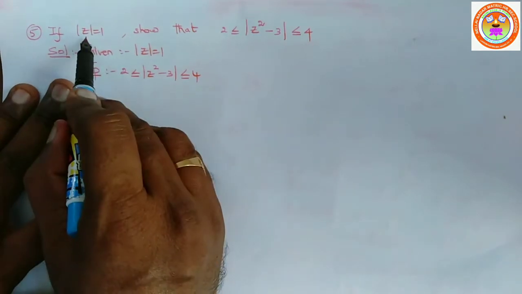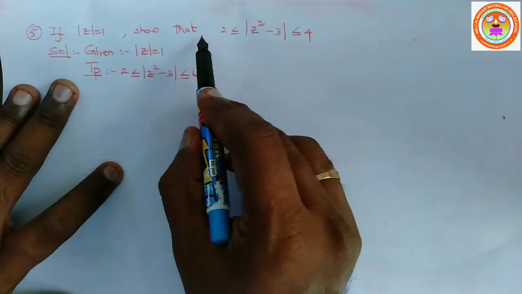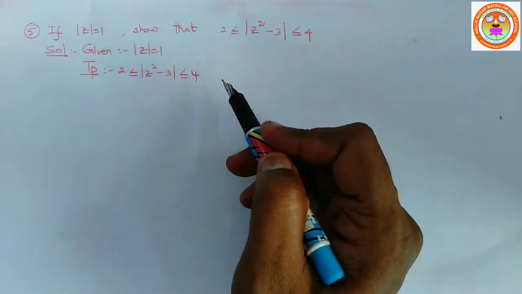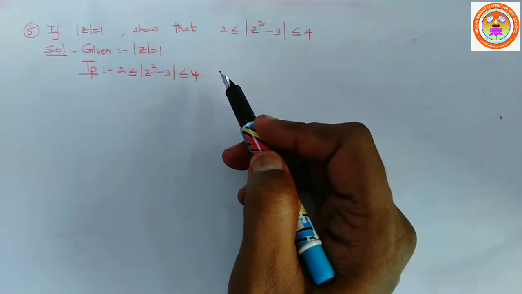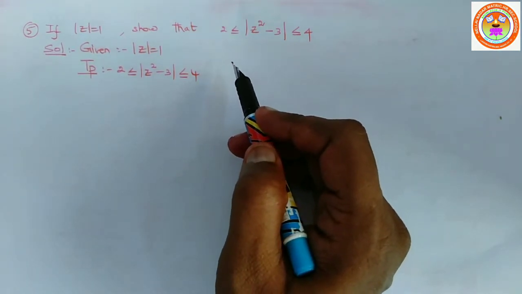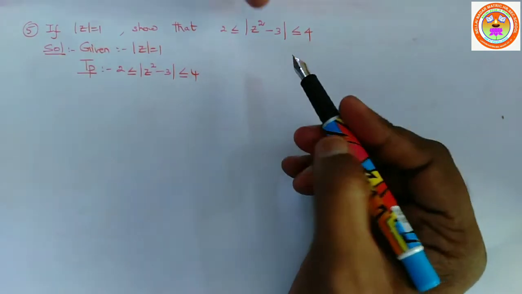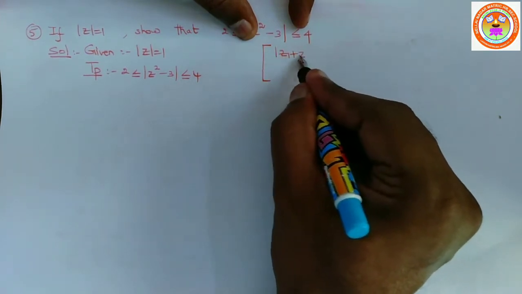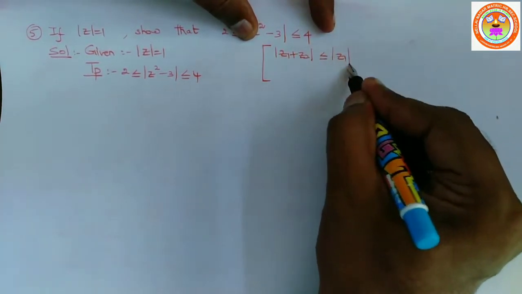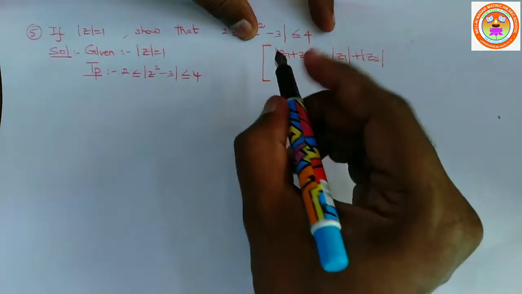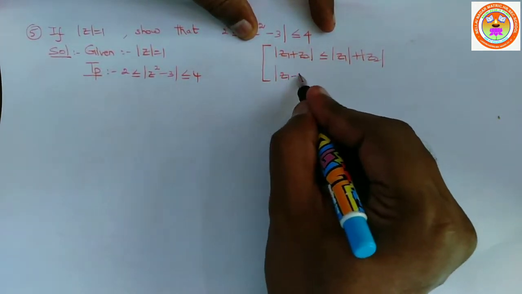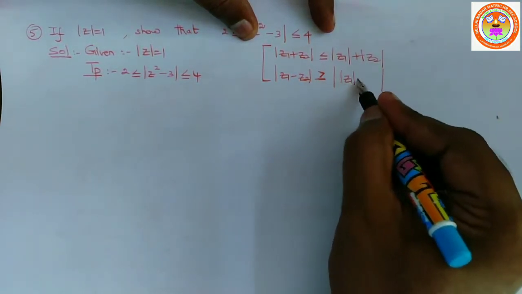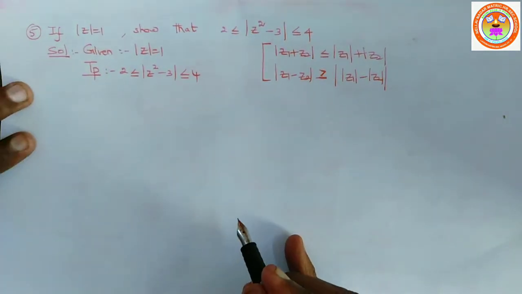Fifth sum: if modulus of z is equal to 1, then show that 2 less than or equal to modulus of z square minus 3 less than or equal to 4. This is one of the important sums. We can do this sum like the previous method. First we need to write two properties. What is the first property? Modulus of z1 plus z2 is less than or equal to modulus of z1 plus modulus of z2. The next formula is modulus of z1 minus z2 is greater or equal to whole modulus of z1 minus modulus of z2. So now we can start our answer.